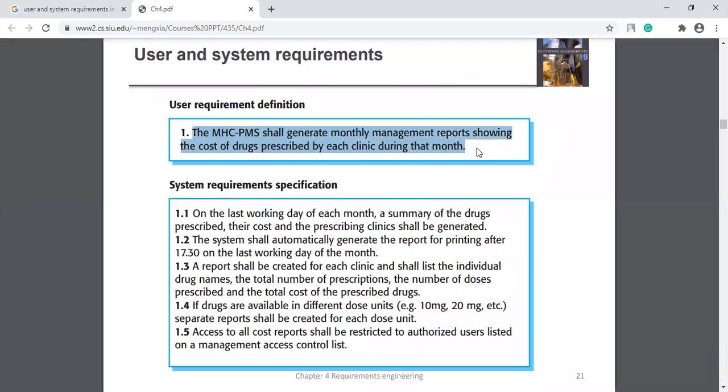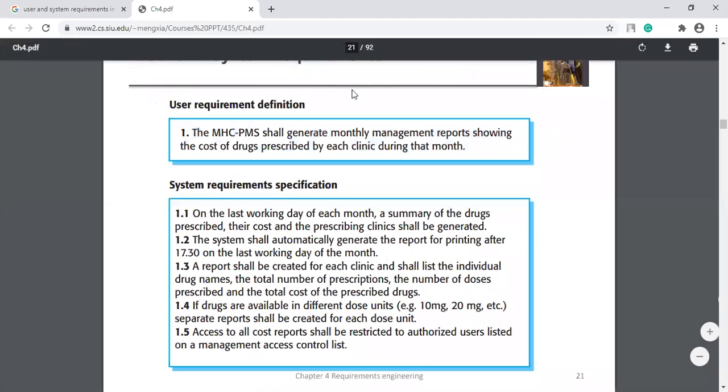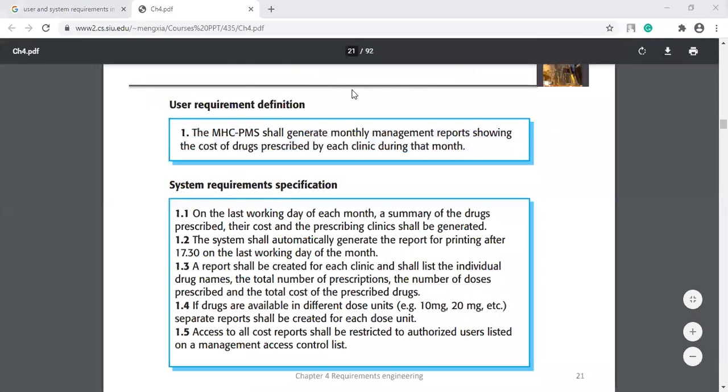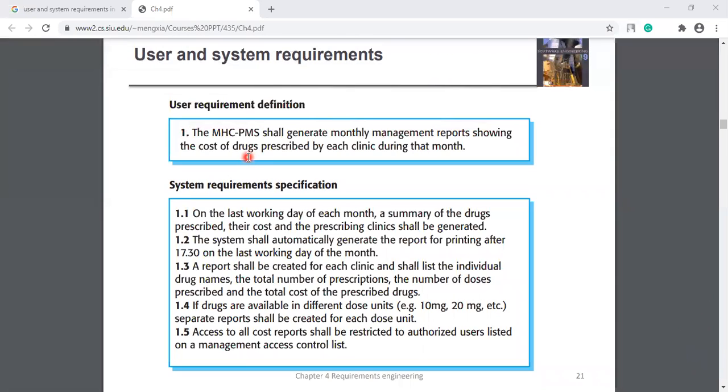So what our software has to do, what the user is telling us, is that you have to generate a monthly report, and in that report you have to show the cost of drugs. Right now we have 3 clinics in our server. So you have to provide the monthly management report of the cost of drugs prescribed by each clinic during that month.